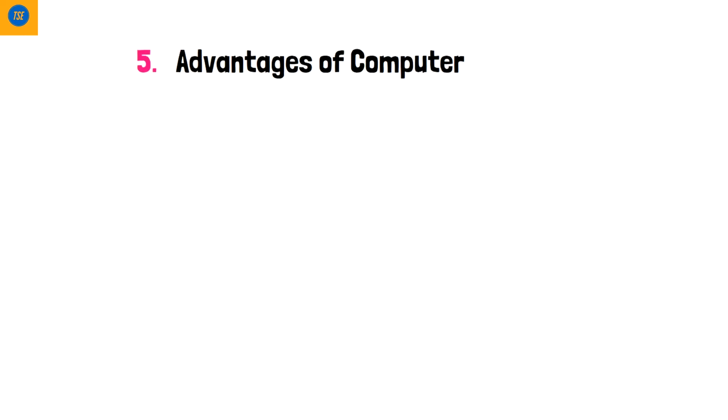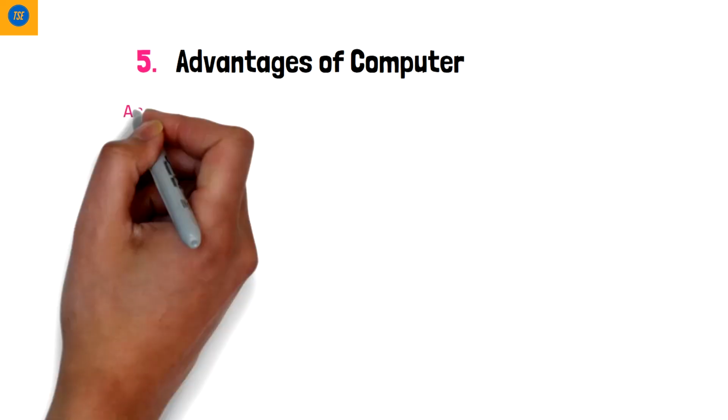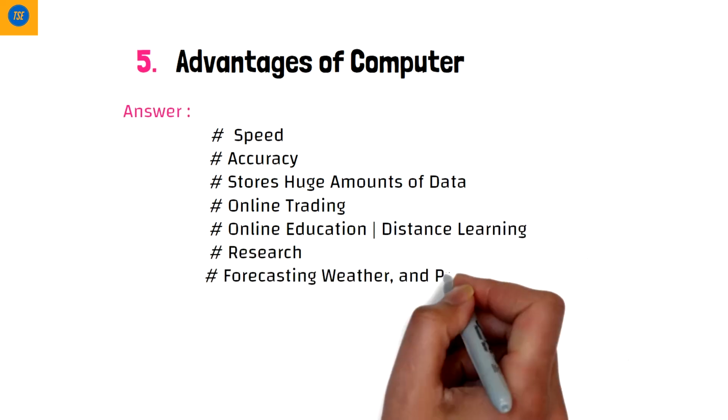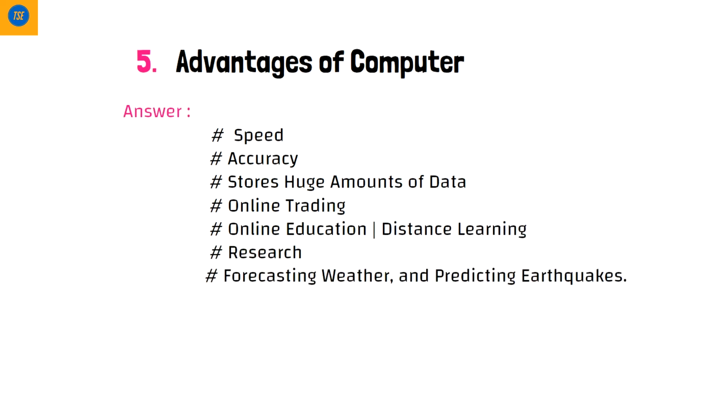Advantage of computer. Answer. Speed, accuracy, storage of huge amount of data, online trading, online education and distance learning, research, forecasting weather and predictive analysis. This is the advantage of a computer.